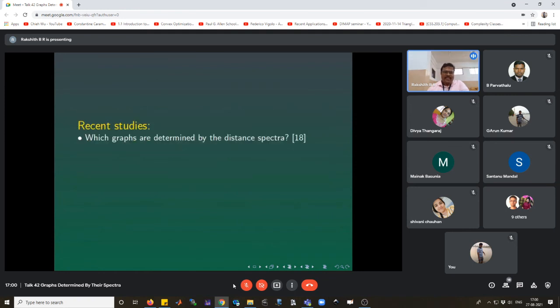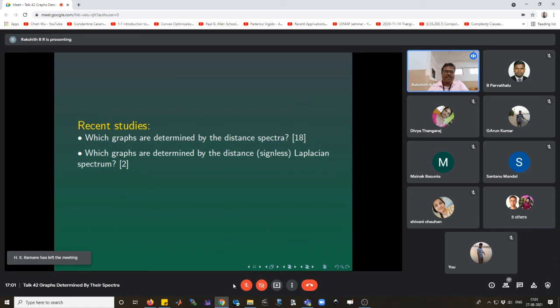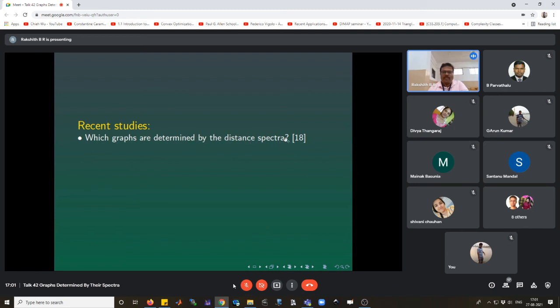And some of the recent studies are which graphs are determined by the distance spectrum, and also which graphs are determined by the distance signless Laplacian spectrum and distance Laplacian spectrum. This is one of the recent studies, the second one. You can find 3 papers on graphs determined by the distance spectrum, and I think only 4 to 5 papers on graphs determined by the distance signless Laplacian spectrum.